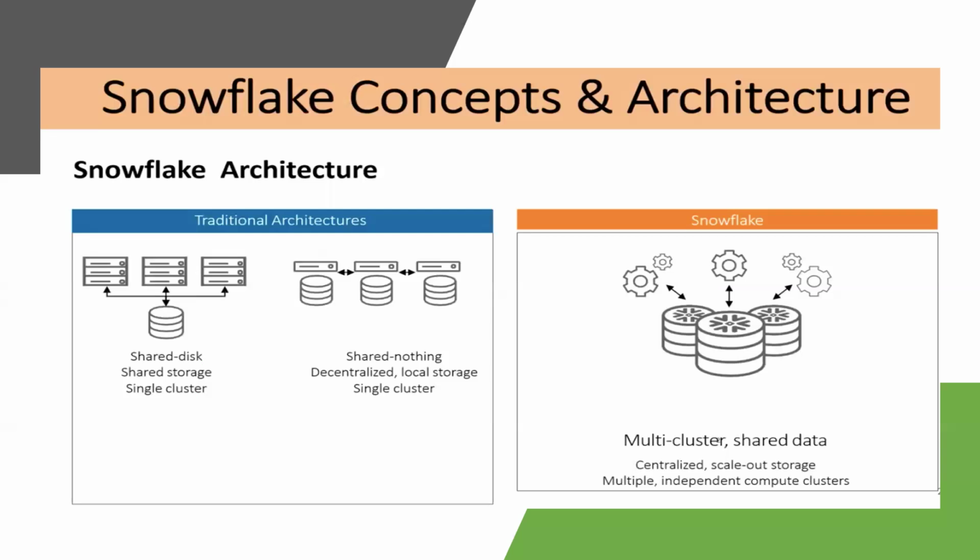What are the best ways to reduce the cost? How to use different ways? How to use caching? Caching is one of the features which will allow you to reduce the cost. How to reduce the storage cost by using cloning? There are different features available in Snowflake to reduce the cost in different ways.